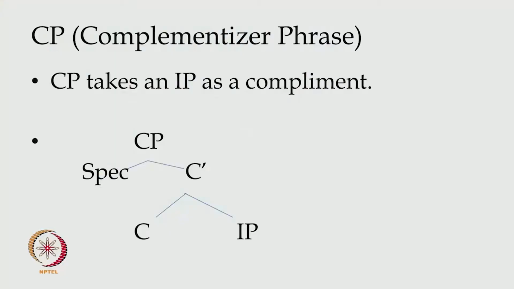This is how a complementizer phrase looks like, and the important thing to keep in mind about a complementizer phrase is that the head of the complementizer phrase, which is a complementizer itself, C, takes the whole IP as its complement. And we have seen examples where a whole CP could be part of an IP as a subject, or part of a VP as a complement of V.